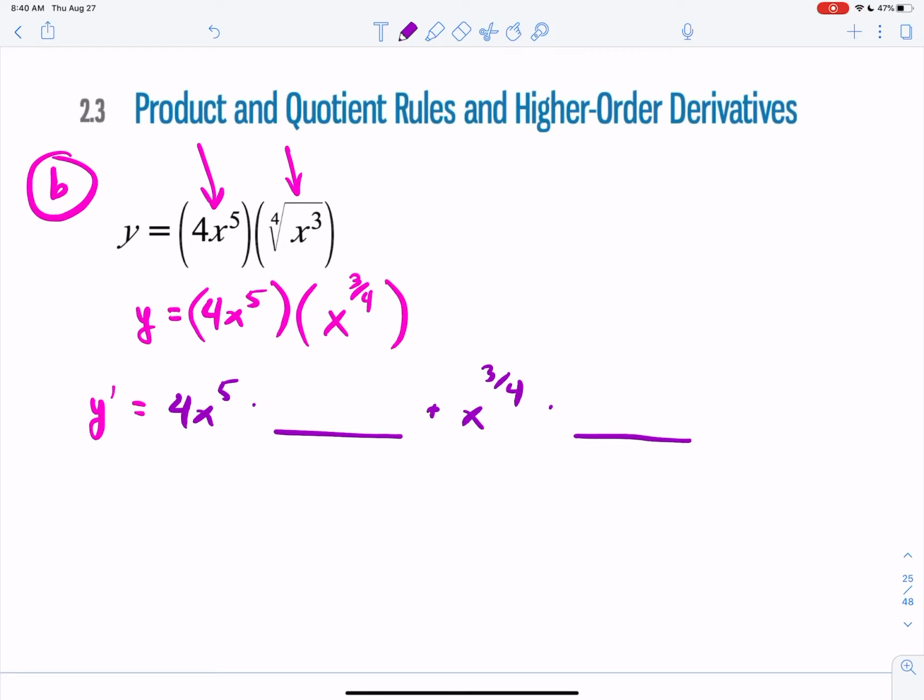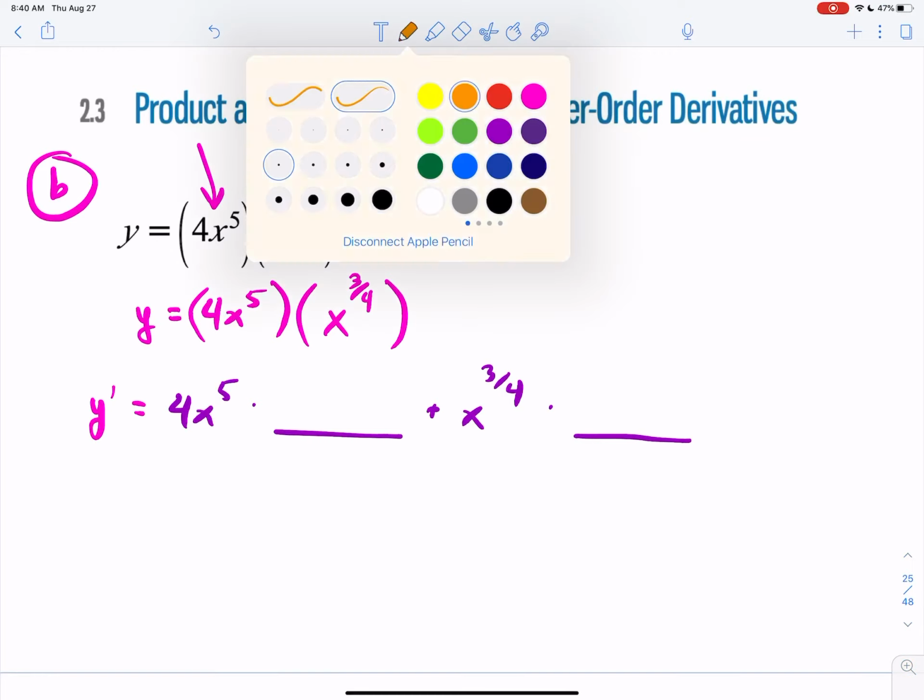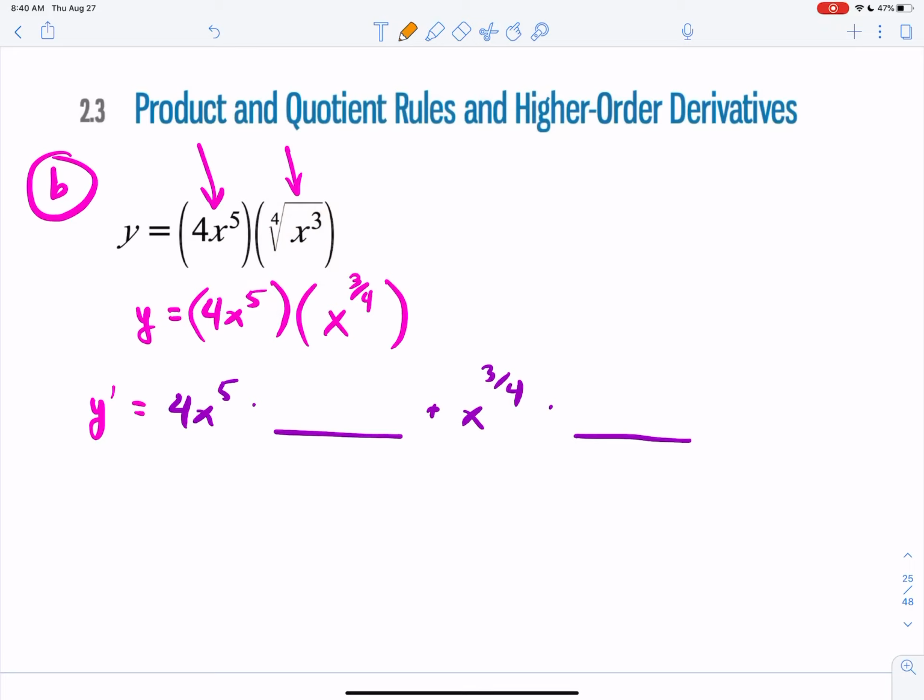Okay, I take care of all the easy parts first. So here is g prime, or the derivative of the second. That's just 3/4 x to the negative 1/4. If you're unsure, pause, take your time, and try to figure that one out, okay? Over here, the derivative of the first is going to be 20x to the 4th, okay?